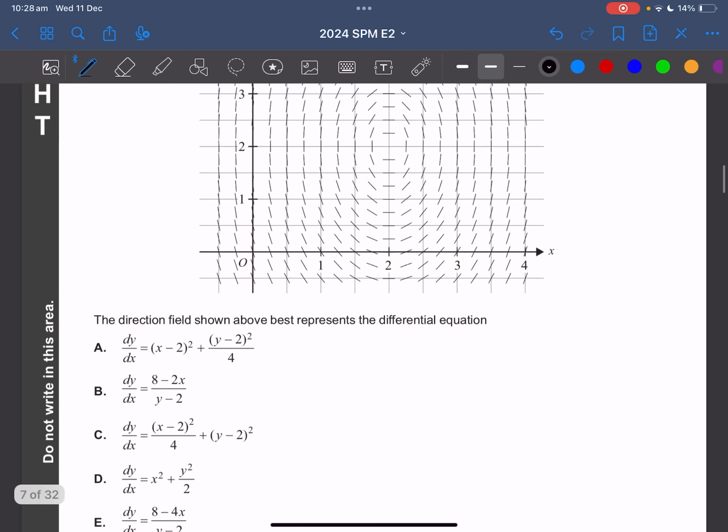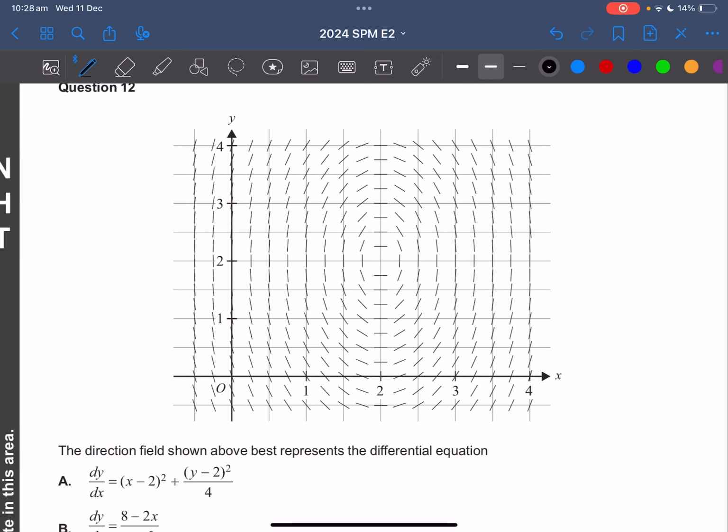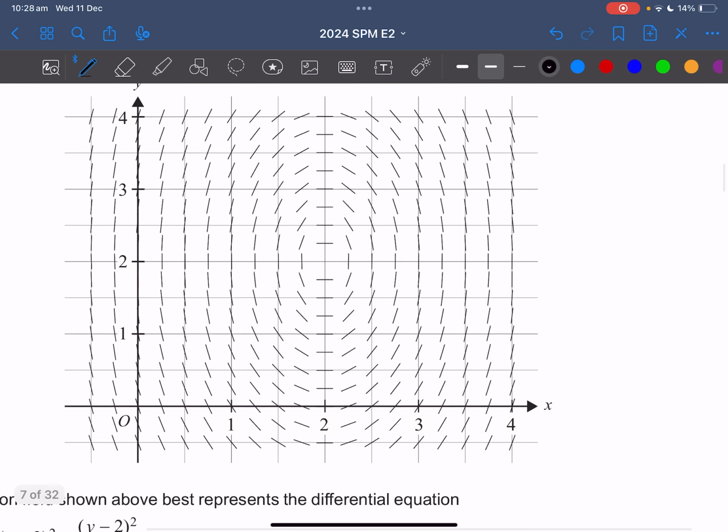There are two things I notice really quickly as I look at it. The first key point I notice by looking at the direction field is that at x equals 2, for the whole column, our gradient is going to be 0, so there is no slope. The other thing I notice is that for y equals 2, we have the gradient as undefined throughout. So using these two points, we can easily find out what the dy/dx is for this.